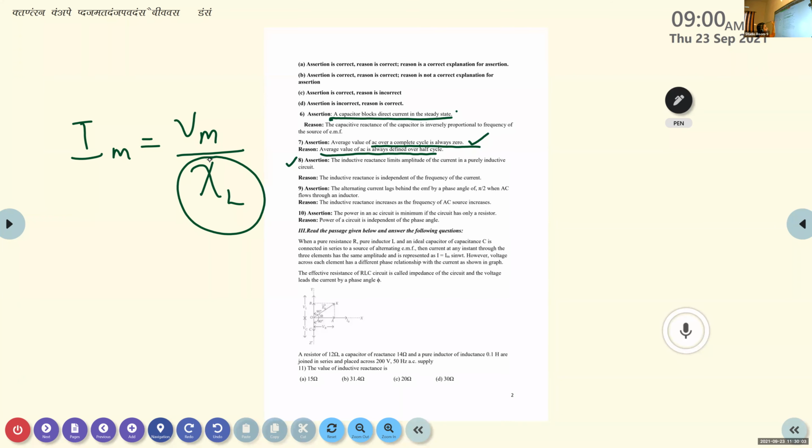Then you just connect this equation with the assertion. The inductive reactance limits amplitude of the current in a purely inductive circuit. So if the inductive reactance increases, what happens to the maximum value of the current or the amplitude of the current? It decreases. So what about our assertion? The inductive reactance limits amplitude of the current in a purely inductive circuit. Is it true or false, or correct or incorrect?